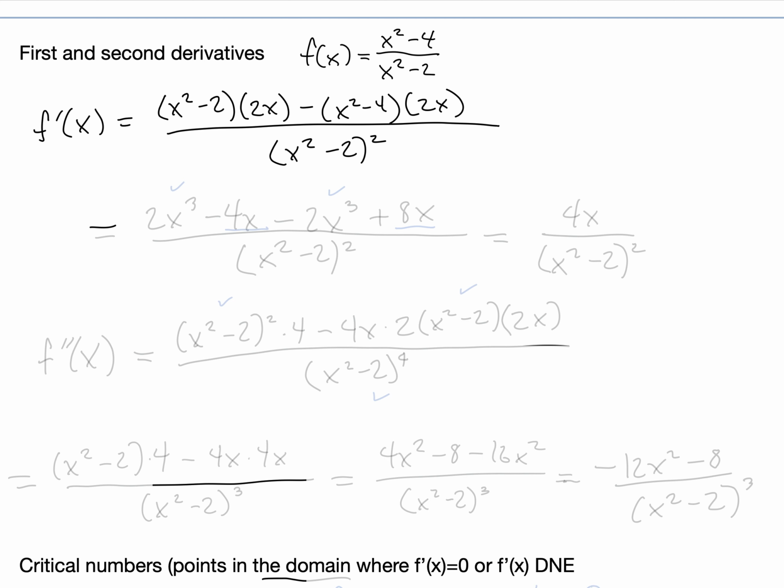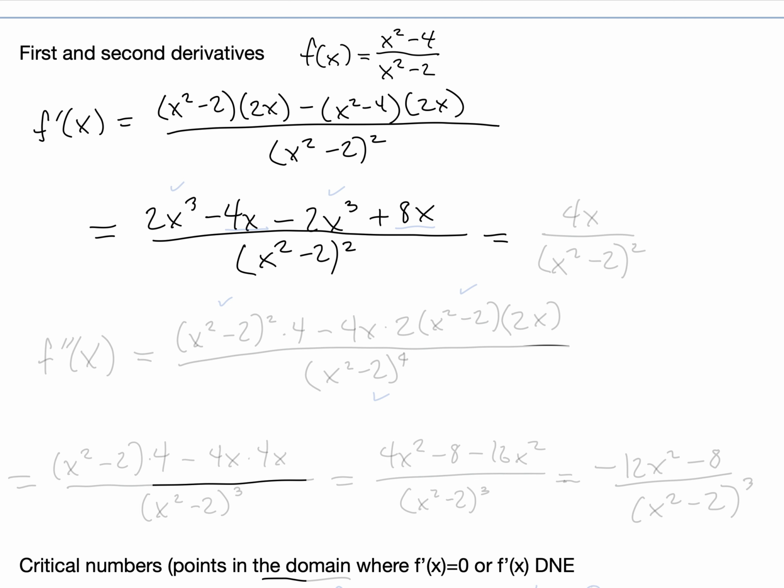So let's go ahead and distribute on the numerator. x squared times 2x gives us 2x cubed, minus 2 times 2x, that's minus 4x, minus, and x squared times 2x, that's 2x cubed, and then negative 4 times 2x, that's 8x, times negative, so plus 8x. And then on the bottom, we've still got x squared minus 2 squared. We don't need to multiply that out because it's actually good to have it in the factored form to see the zeros.